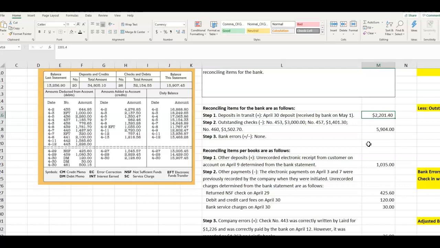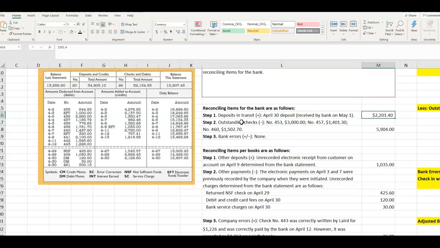Banks, when I was younger, used to close their books at 2 o'clock in the afternoon, so if you wanted to get something on this day's work, you needed to get it in the bank by 2 o'clock in the afternoon. Nowadays, that's not the case. However, if you deposit something after business hours, it's not going to get on the bank's record. So we need to add this to their balance. This is something that we have recorded already, but the bank doesn't have it in their deposits.